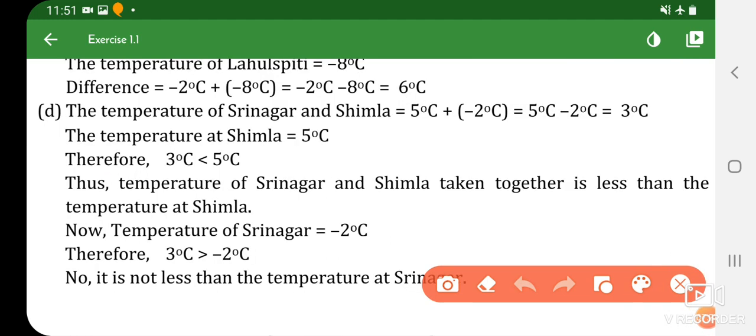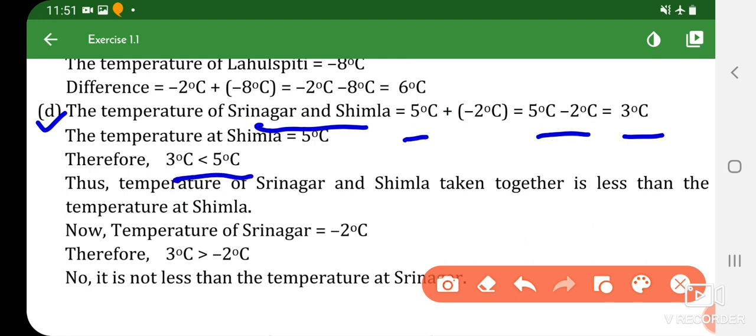Let's see. Okay, so the temperature of Srinagar and Shimla together, that means we have to add these numbers. So 5 degrees plus -2 degrees. So plus and minus, we subtract. 5 minus 2 is 3 degrees centigrade. So when we take Srinagar and Shimla together, the temperature is 3 degrees Celsius. The temperature of Shimla is 5 degrees. Therefore 3 degrees is less than 5 degrees Celsius.